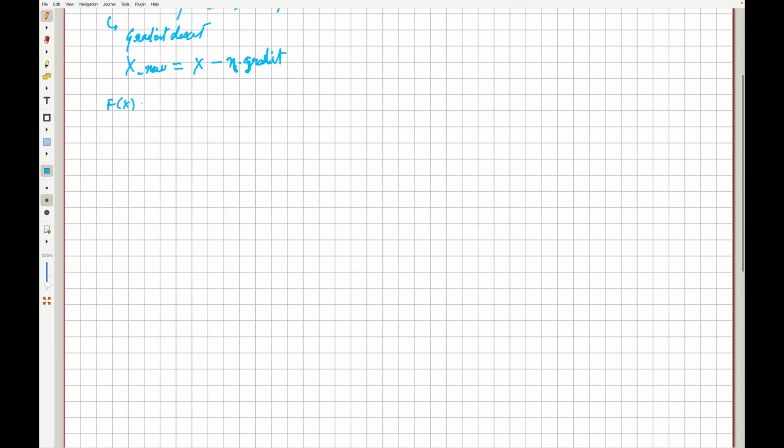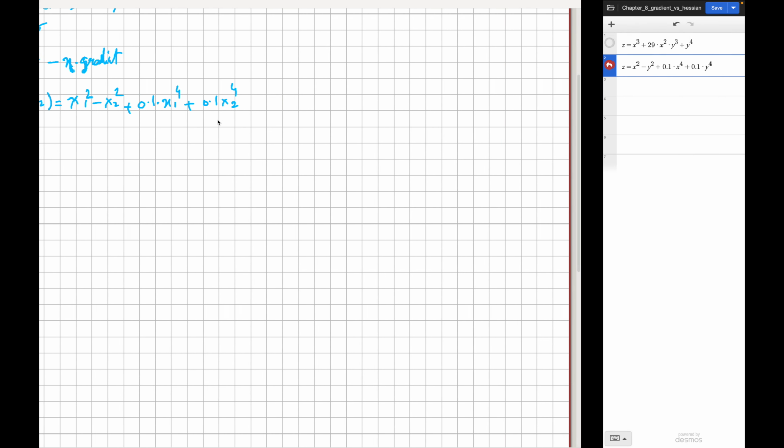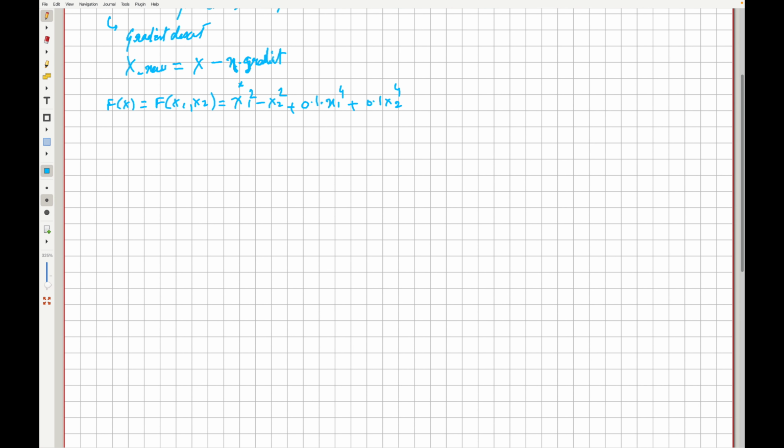Let's say f of x, which is f of x1, x2, is equal to x1 squared minus x2 squared plus 0.1 x1 raised to power 4 plus 0.1 x2 raised to power 4. In Desmos, where I've drawn this plot, I'm just using x for x1 and y for x2. So that's something to remember if you were to try and recreate this plot. This looks artificial, but this is the exact structure that could appear in neural networks.